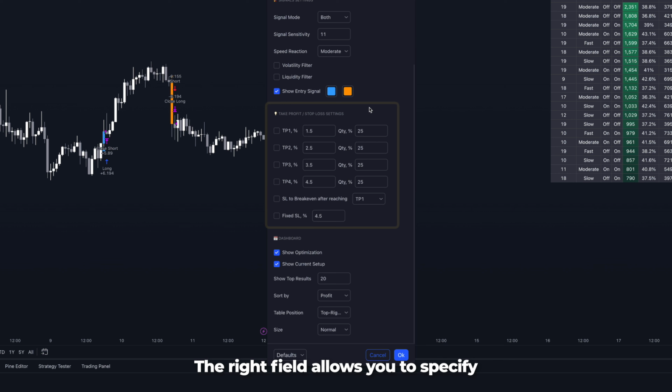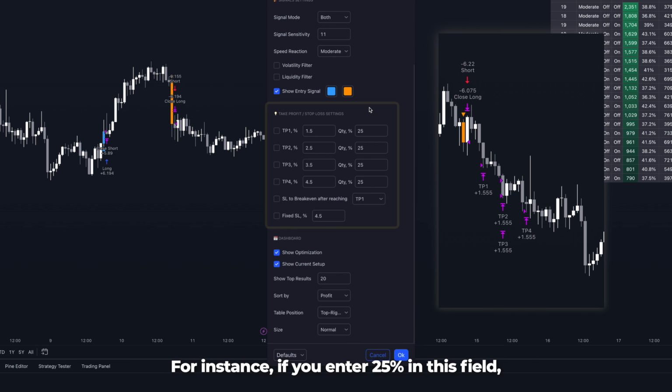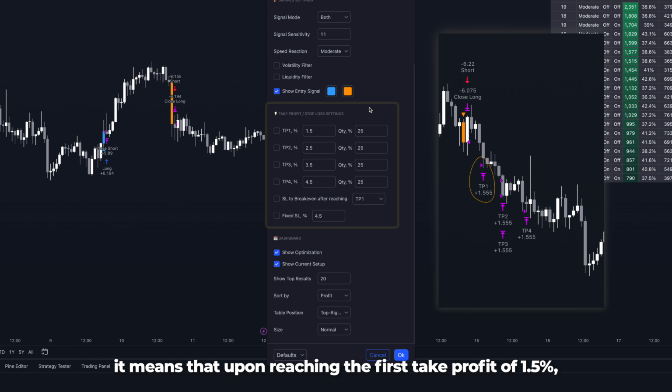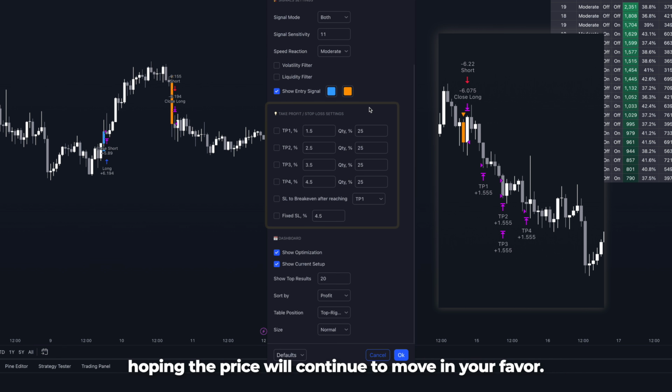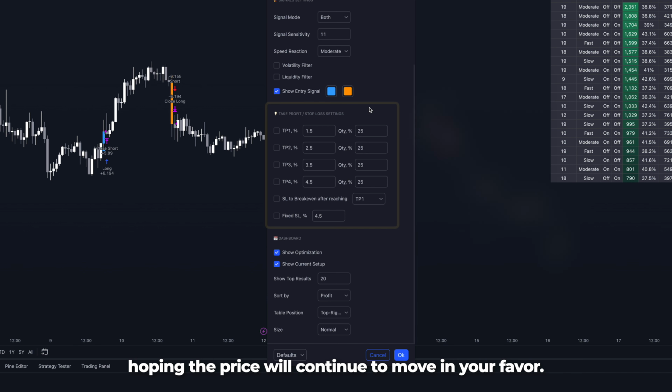The right field allows you to specify the percentage of the trade amount you want to fix. For instance, if you enter 25% in this field, it means that upon reaching the first take profit of 1.5%, you will secure 25% of your trade, leaving 75% still in the trade, hoping the price will continue to move in your favor. This is known as scaling out of a position, a technique often used by traders to lock in profits incrementally while maximizing potential returns.